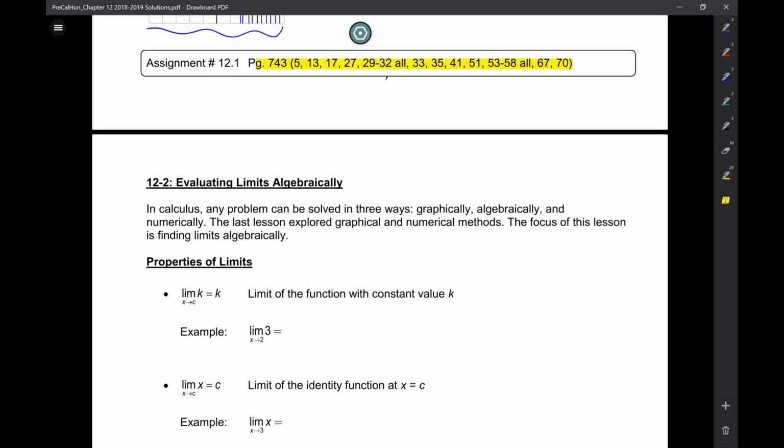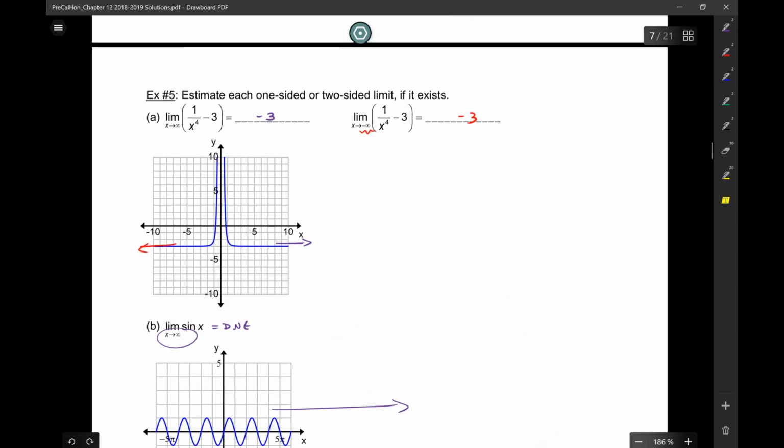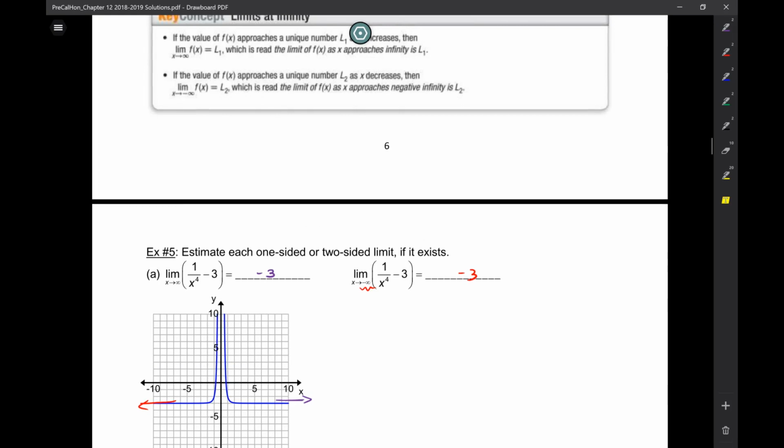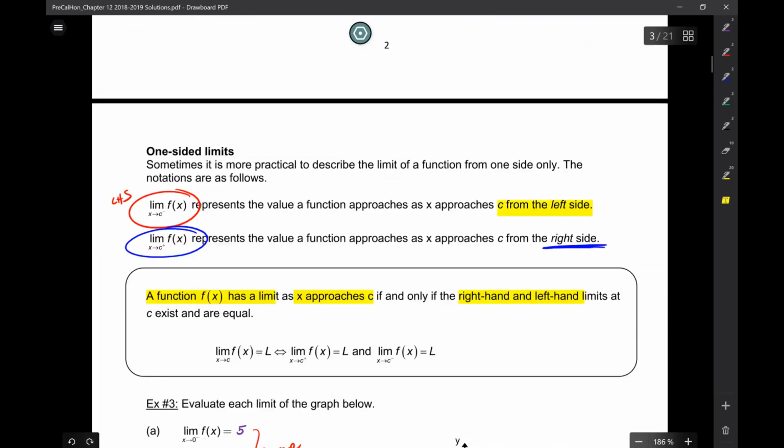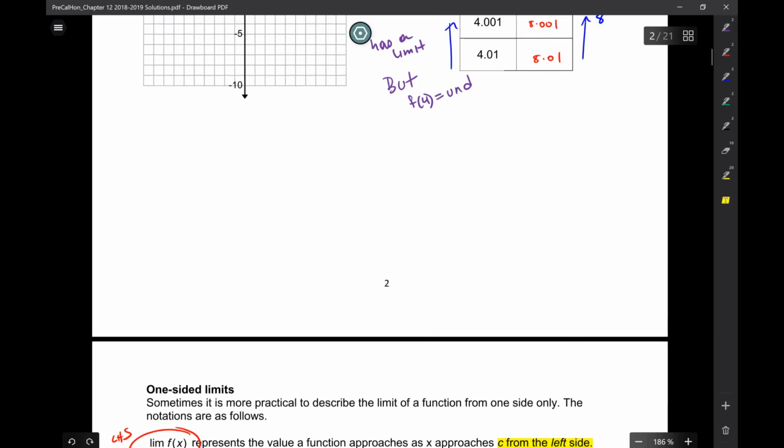The three ways to solve a problem in math are graphically, which is what we did yesterday. We found limits using the graphs of the functions, right? Graphically is you just graph and you look at what the answer would be. The second way is numerically, and we kind of did that yesterday. That's a little bit more mundane.